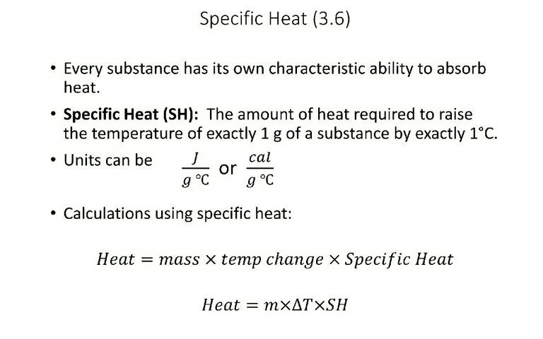In this video, we're going to look at some calculations involving specific heat. Every substance has a characteristic ability to absorb heat, meaning if I have two substances that are made out of different materials, when they absorb heat, the change in temperature is not going to be the same. And this gives us the idea of the specific heat, or you'll sometimes hear it called the specific heat capacity.